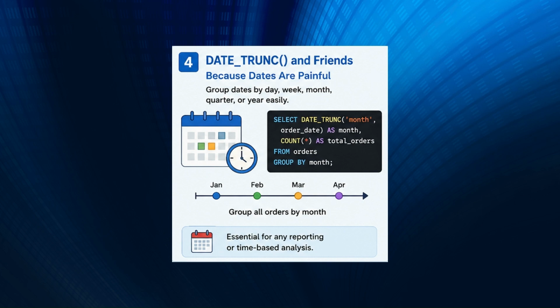SELECT DATE_TRUNC('month', order_date) AS month, COUNT(*) AS total_orders FROM orders GROUP BY month. This groups all orders by month. You can also group by week, quarter, year, day, or hour, without writing complicated logic. If you work in analytics, reporting, or dashboards, you'll use date functions almost every day.